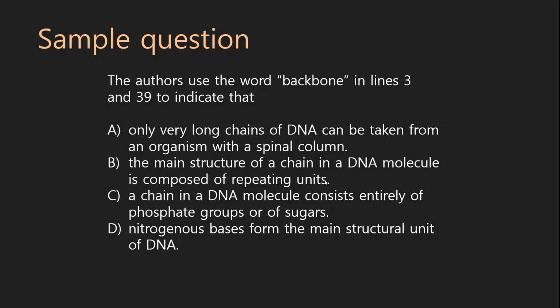But guys, I'm practicing right now. I don't want to just check it and go, yes, I'm done. Let me just double check C and D to make sure that those aren't possibly correct. C, a chain in a DNA molecule consists entirely of phosphate groups or of sugars. Let me look back. I mean, it just says that the DNA has phosphate groups or sugars almost entirely. I remember it saying the backbone had phosphate and sugars, so it sounds like it could be a possible answer.